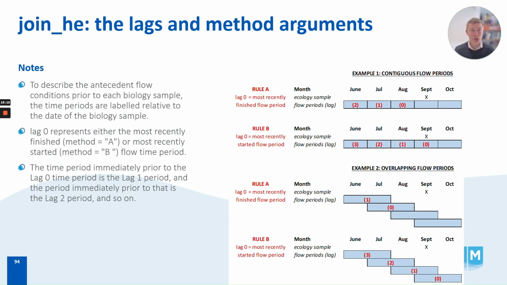And this gives us control over whether we want to look at relatively recent flow history or flow conditions experienced further back in the past. The second example at the bottom of the slide works in exactly the same way, except this time we've defined overlapping time windows, but the principles are exactly the same.